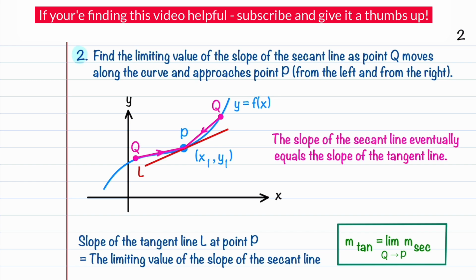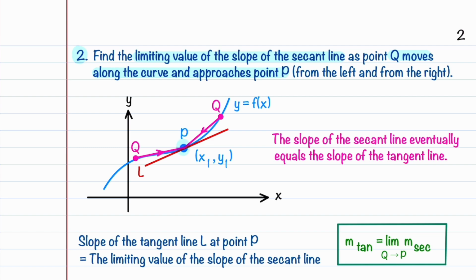Now what we're going to do is to find the limiting value of the slope of the secant line as point Q moves along the curve and approaches point P from both the left and from the right. Here's our point P, and then we have our points Q to the right and left of point P. Our points Q are going to travel along the curve and move closer to point P. As they do this, the slope of the secant line eventually equals the slope of the tangent line.